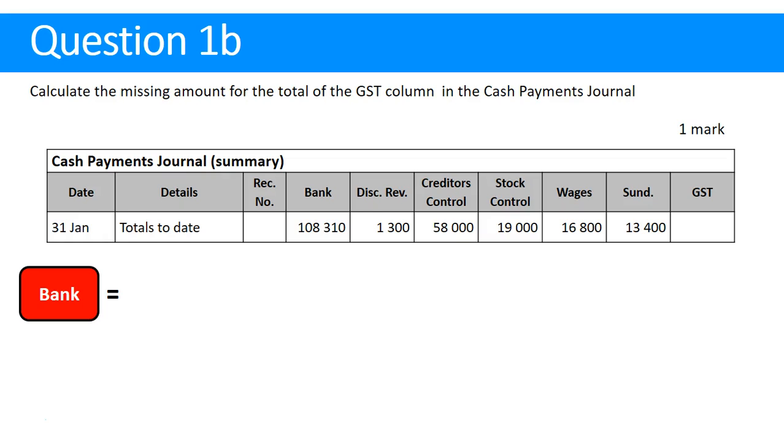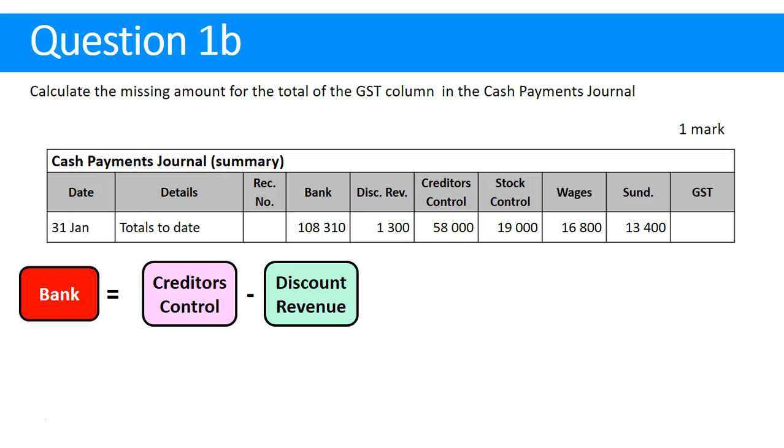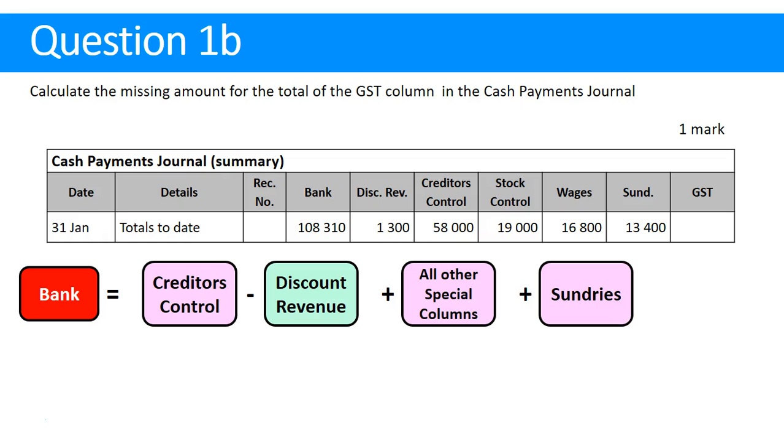Really, we just want to always follow the same procedure, and that means we need to know how that bank number is calculated. The first thing we do is we take the total of creditors control and minus out the discount revenue, because that is not money that we get. It actually takes or decreases that figure in creditors control. And then we'll add in all the other special columns, so stock control, wages, and depending on the question, there could be other things, say insurance. We want to add in sundries and then add in GST.